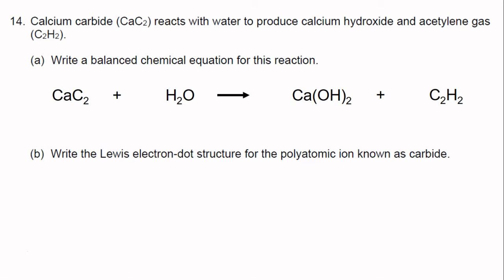But to get 2 oxygens, I've got to put a 2 in front of the water, and now I have 4 hydrogens on both sides. All right, so the equation is balanced.